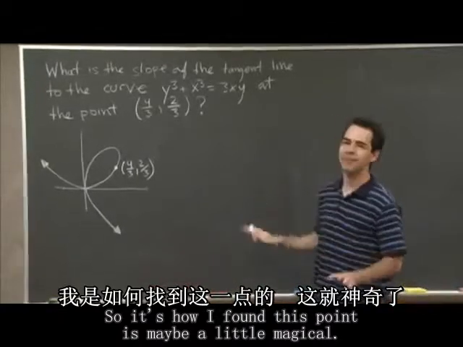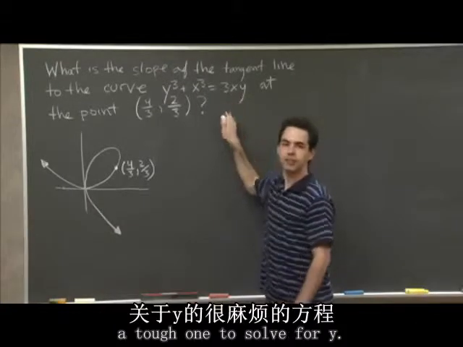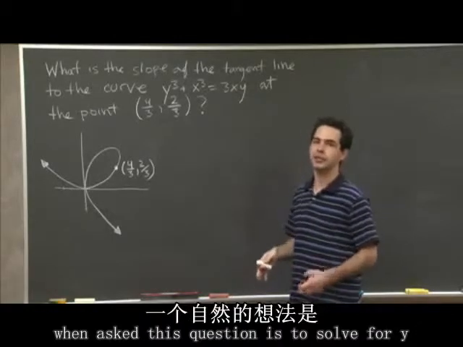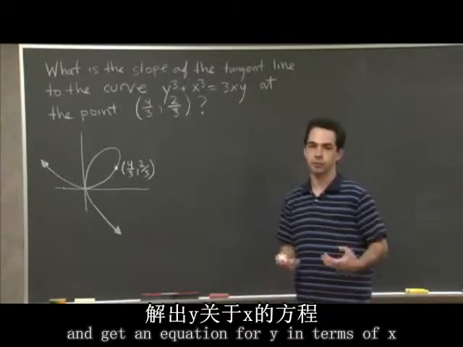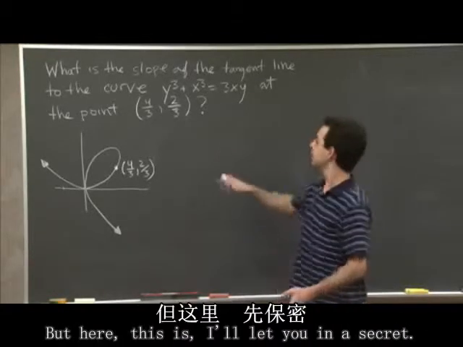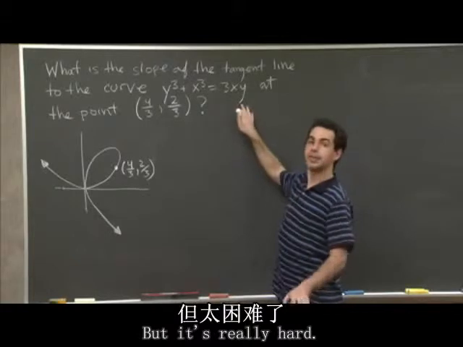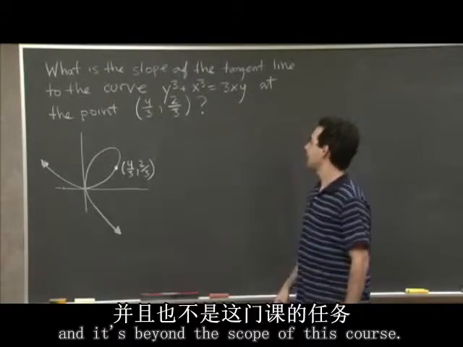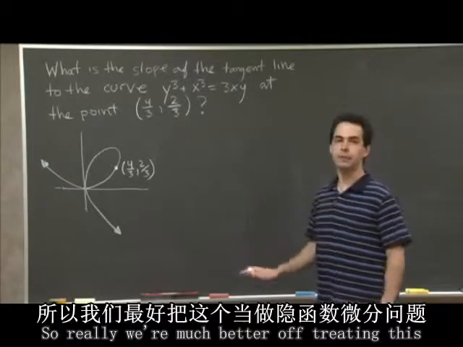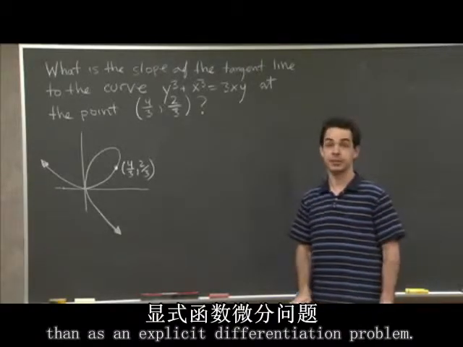How I found this point is maybe a little magical, because as you can see, this equation is really a tough one to solve for y. A natural thing to want to do when asked this question is to solve for y and get an equation for y in terms of x, and then take the derivative using the various differentiation rules that you've learned. But I'll let you in on a secret. There is a way to do this, but it's really hard. It's really ugly, and it's beyond the scope of this course. So really, we're much better off treating this as an implicit differentiation problem than as an explicit differentiation problem.